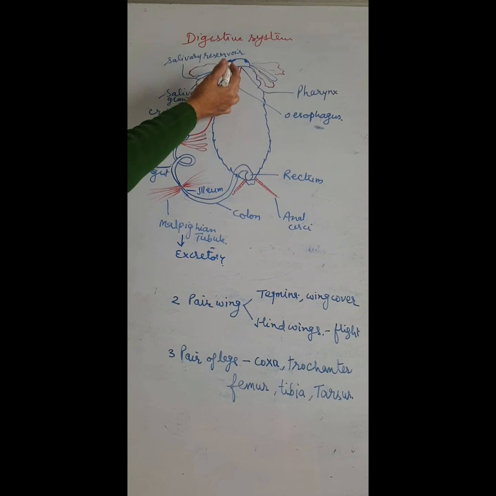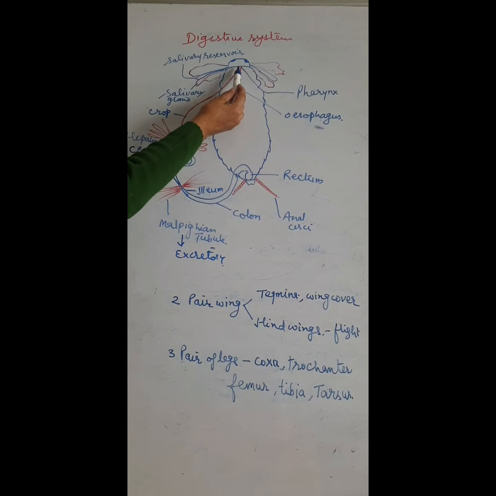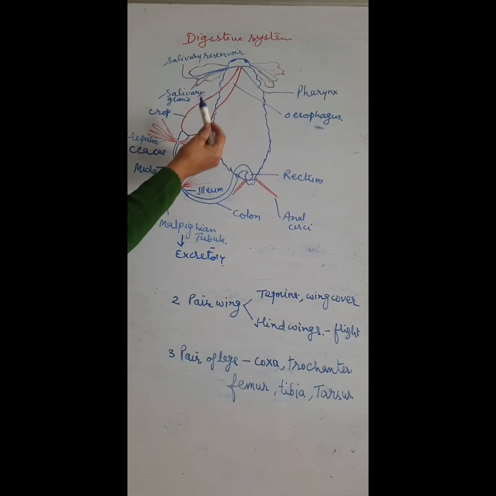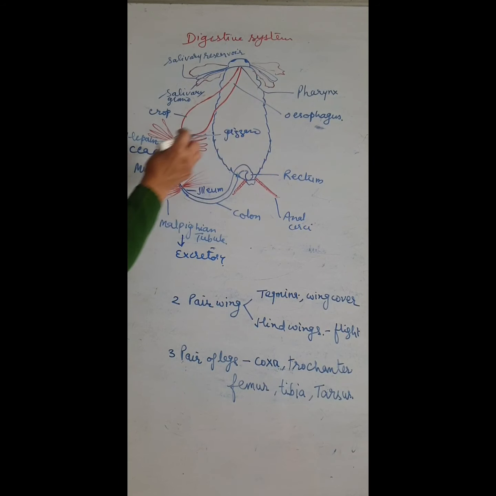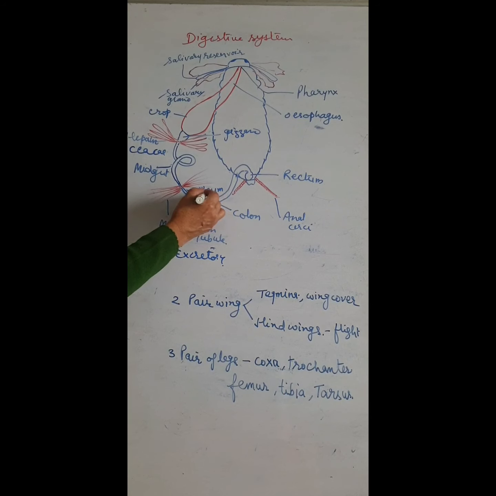Now we discuss: the mouth is there, pharynx is there, esophagus is there, crop, gizzard, hepatic ceca, the junction of foregut and midgut, which is a smaller tubular part, then the hindgut. The hindgut is divided into ileum, colon and rectum. At the junction of midgut and hindgut, the Malpighian tubules help in excretion.